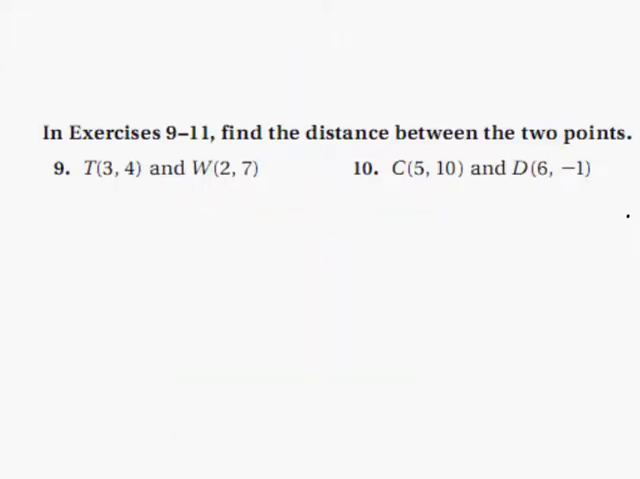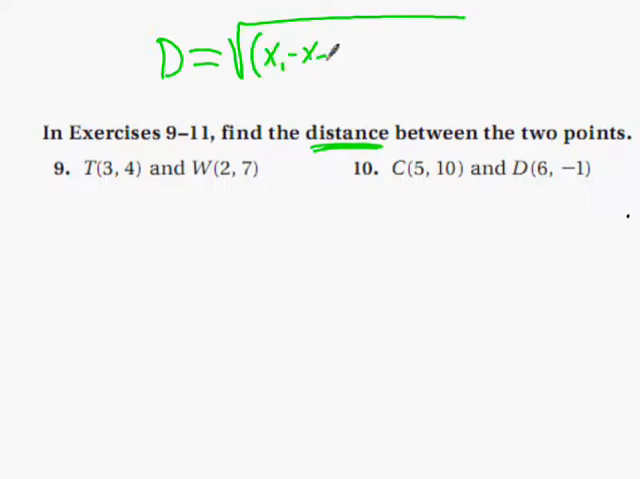Okay, let's say if I wanted to find the distance here, that means we need to use a distance formula. We have distance equals the square root of quantity x1 minus x2 squared plus quantity y1 minus y2 squared. Let's continue that on. You know what? Let's just do one of these. Okay, let's do number 9.